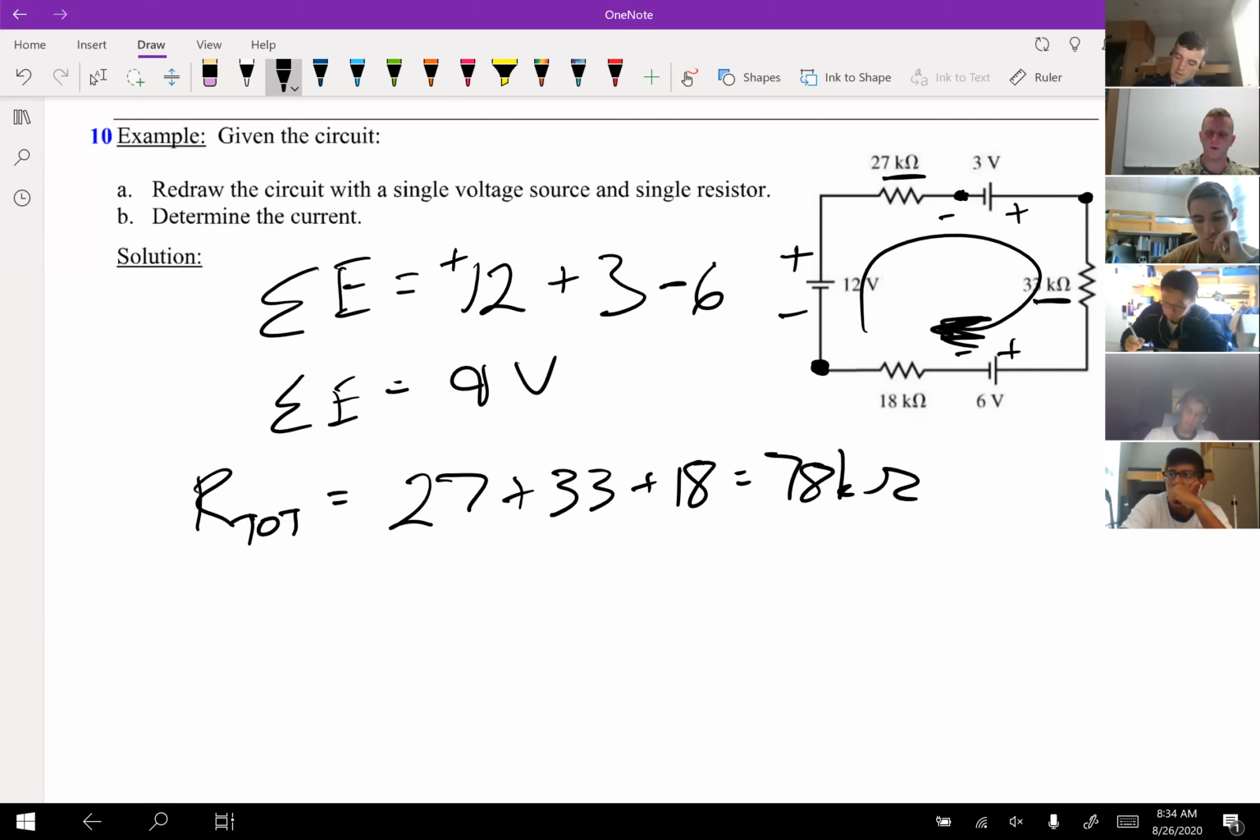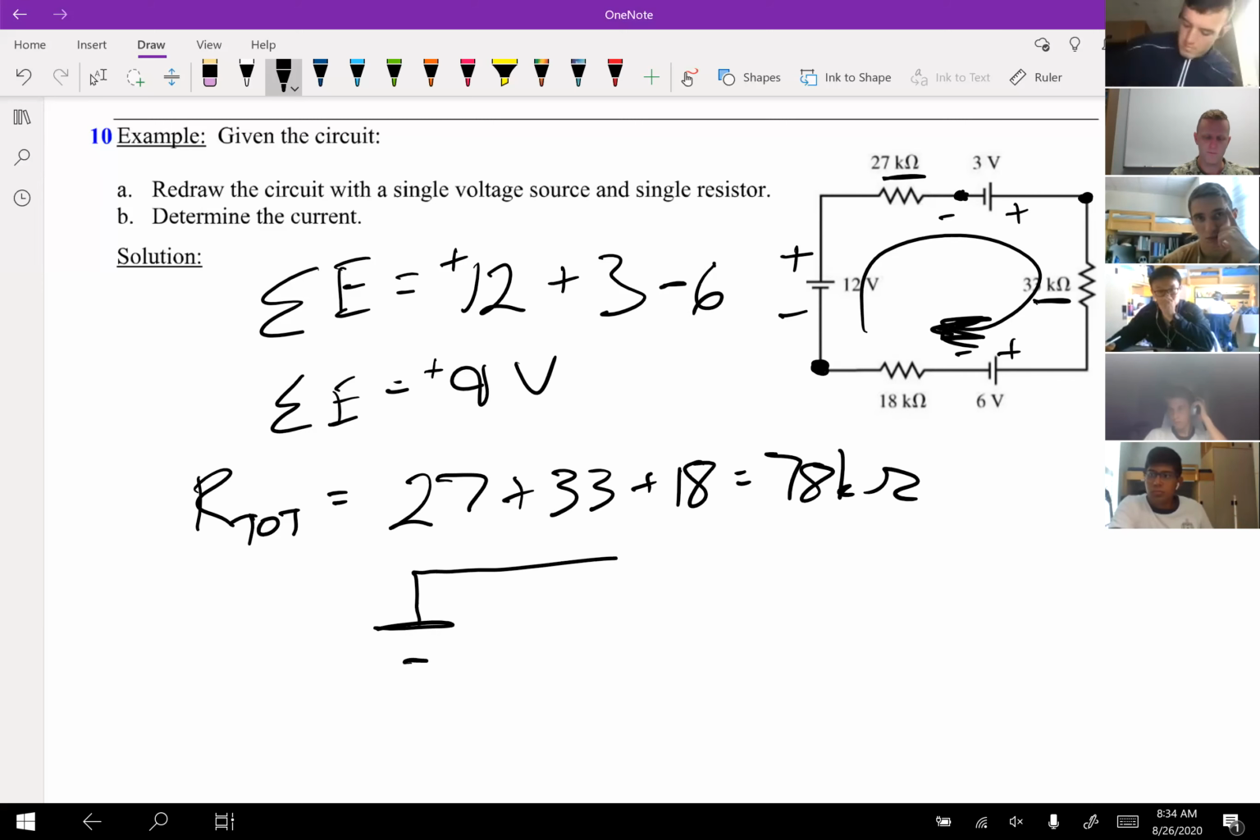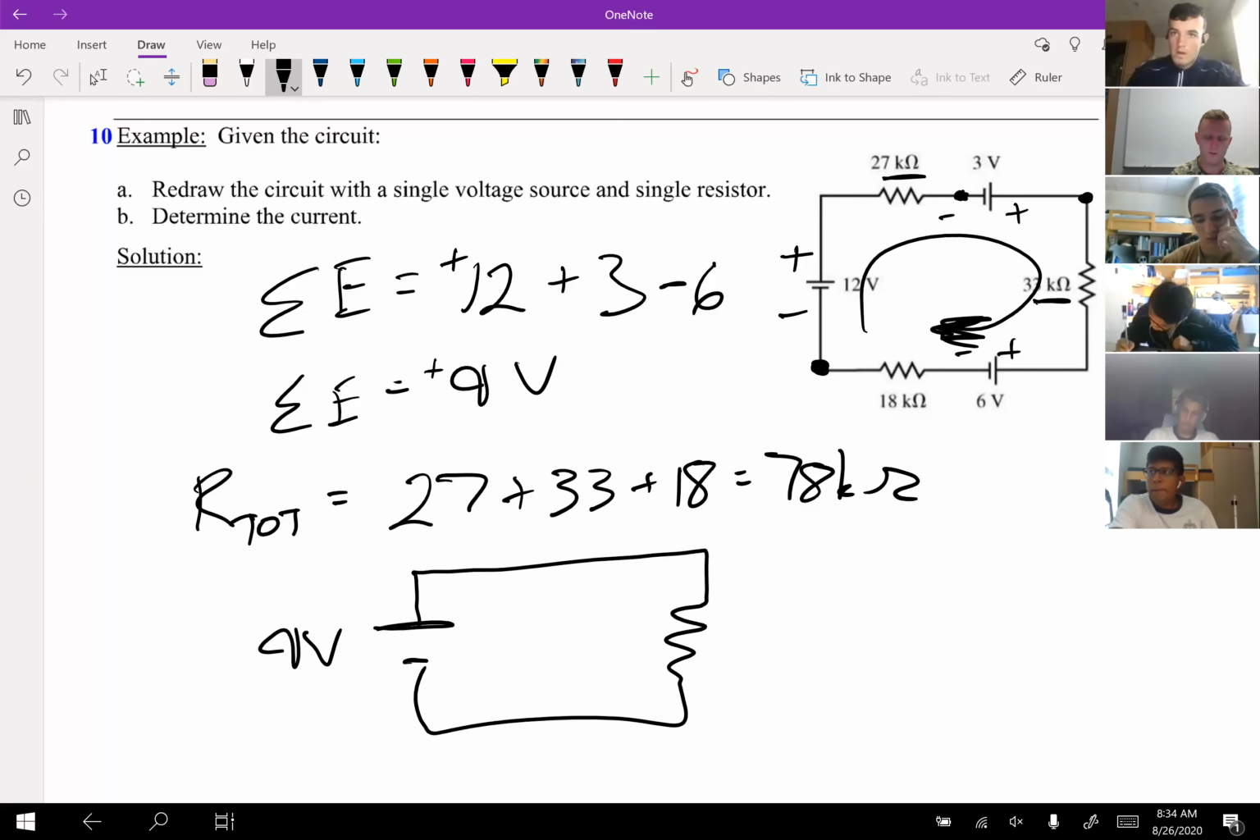So the one thing you're going to want to do is make sure that you draw it in the correct direction. Because the 12 was what we treated as positive and we ended with a positive 9, I need to match the direction of the 12. And I come around, here's my redrawn circuit: 9 volts, 78 kilo ohms.